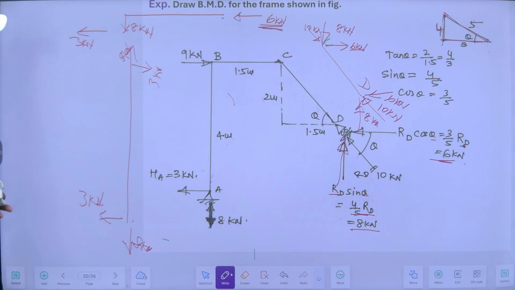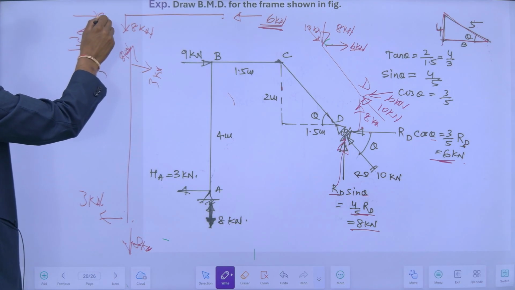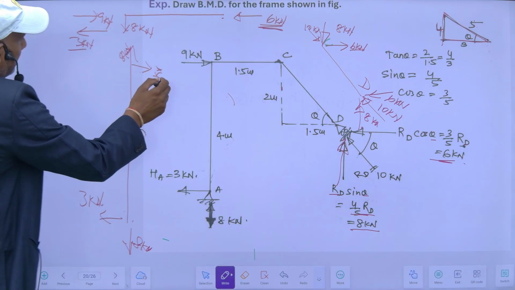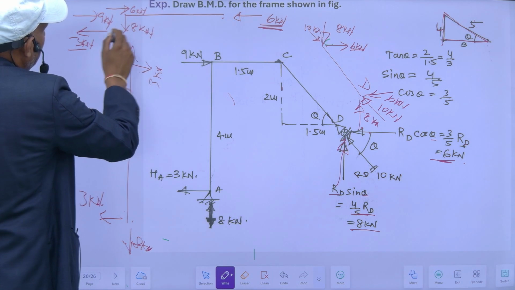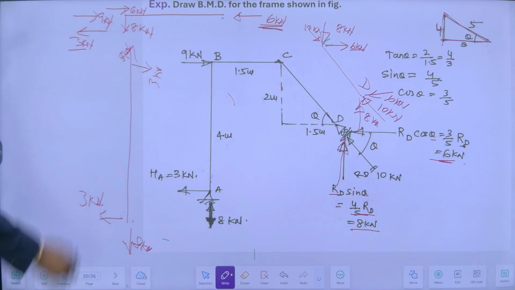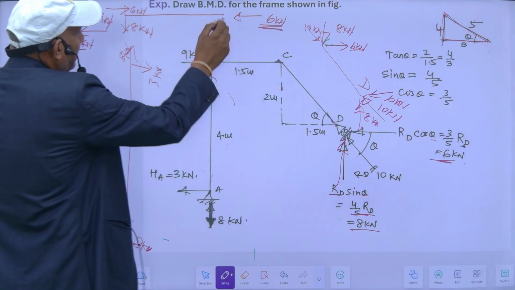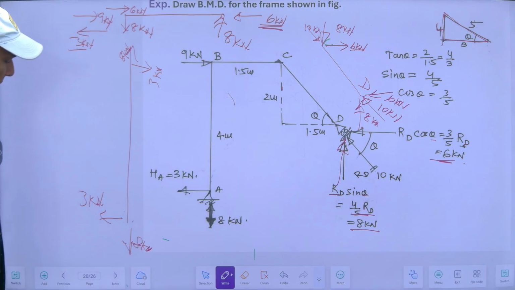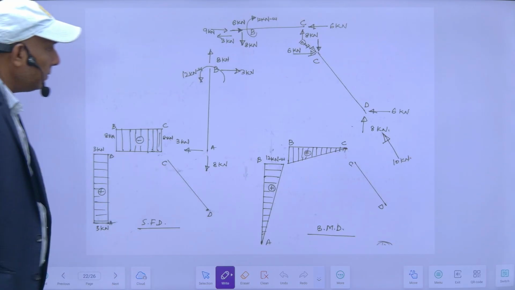So 3 kilonewton is acting here and there is an addition of 9 kilonewton here also. So the net effect will be 6 kilonewton in this direction. 9 is acting in this direction and 3 is acting here. So it will be 6 like this. If this is downward, it will be upward. So this will be the free body diagram. So this is my free body diagram now.